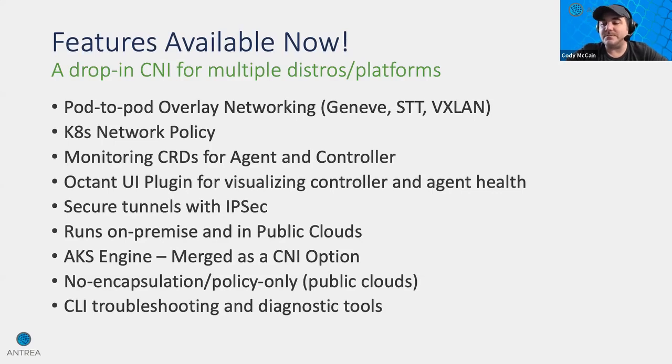distributions, right? So if I were to spin this up on, say, EKS or AKS, for example, they have native CNI implementations that take advantage of their networking abstractions at the IaaS layer. And so we just basically back out of the way and say, we'll just do policy only in those cases.